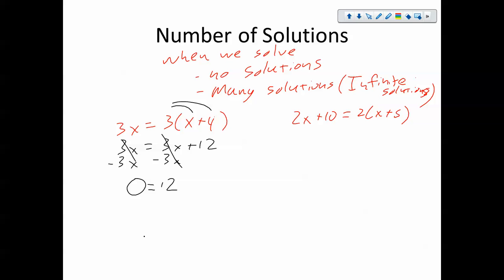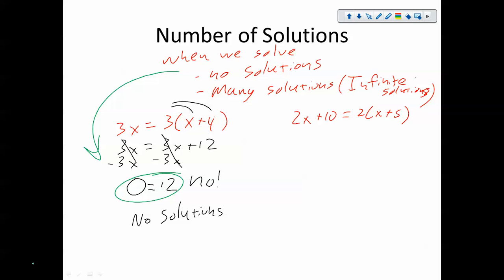Does 0 equal 12? No. That doesn't work, right? That's a lie. It's a false statement. When your solving comes down, and in the end, even your x term gets eliminated and becomes 0, this right here means that there's no solutions. Notice that it makes a false statement at the end. Because this is a false statement, right? 0 does not equal 12. That means it's no solutions. So this is a case where there's no solutions.